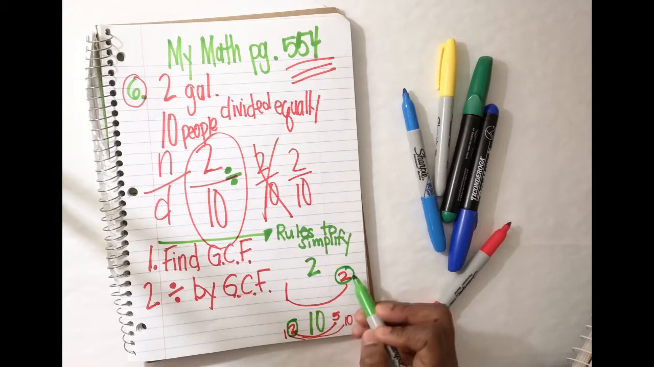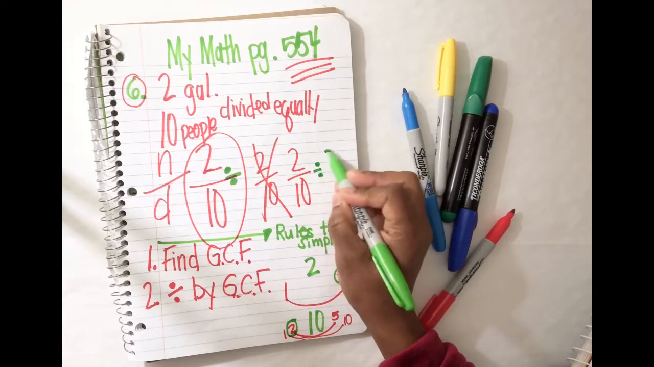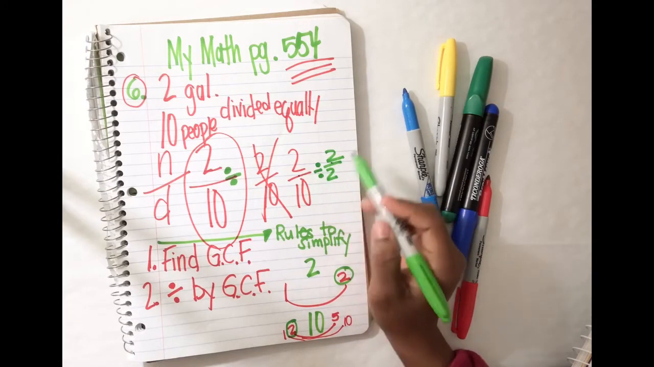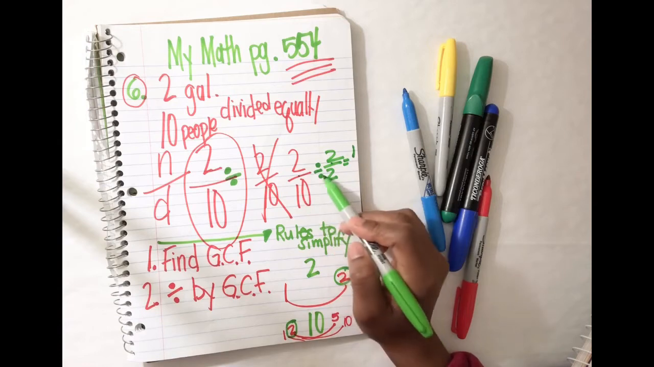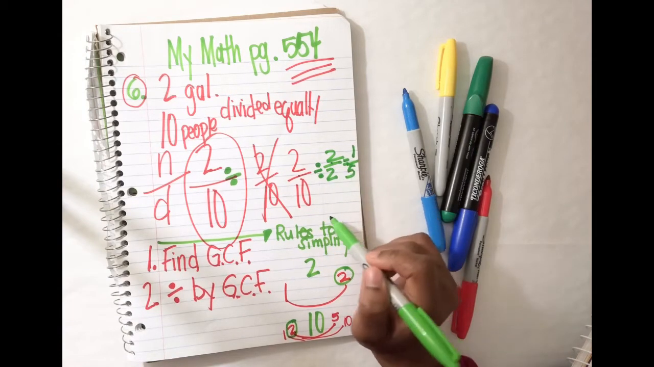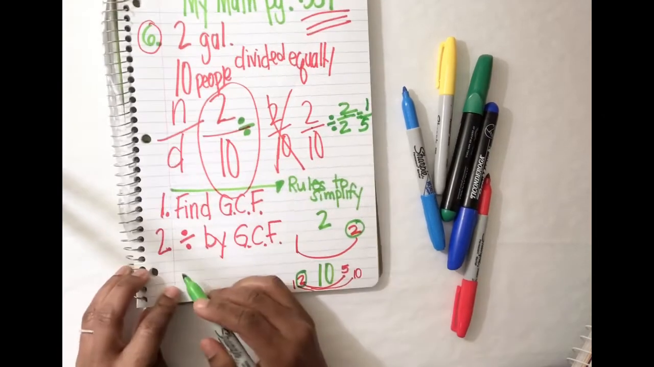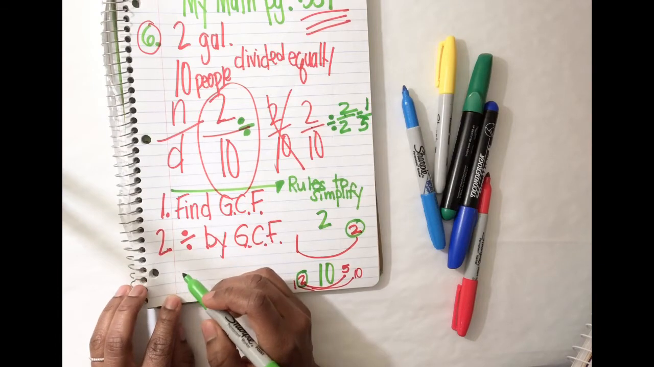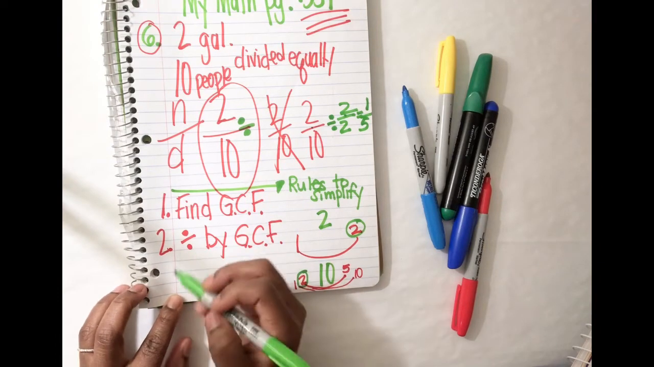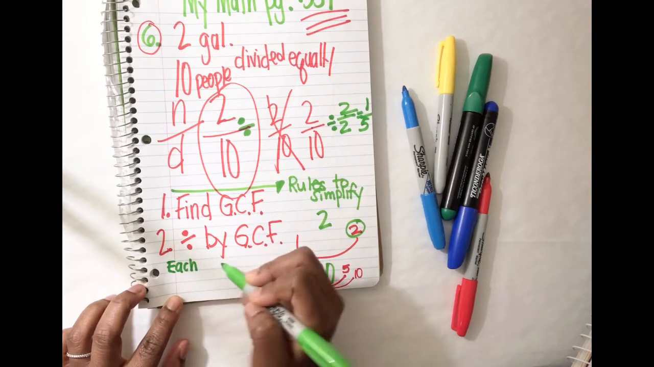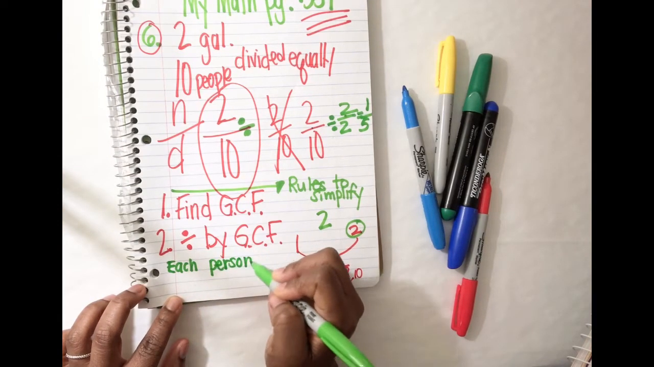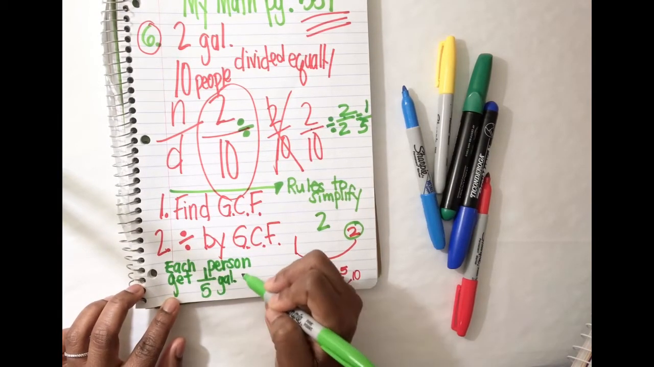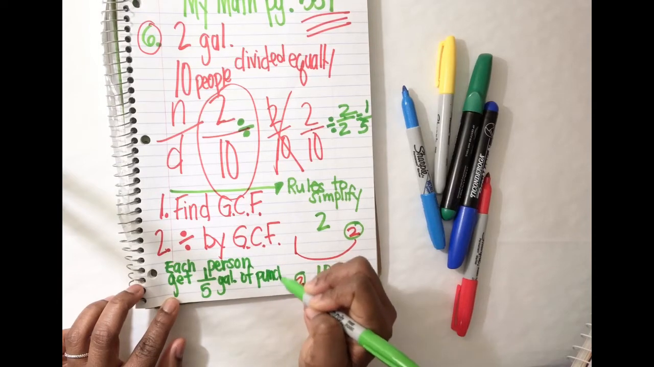So now I'm going to take my greatest common factor and divide my numerator and denominator by it. So 2 divided by 2 is 1. 10 divided by 2 is 5. So the final answer, and I'm going to write this down here in sentence form, is each person gets 1/5 of a gallon of punch, period.